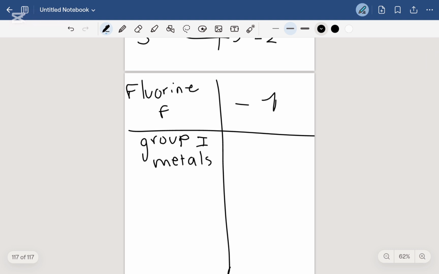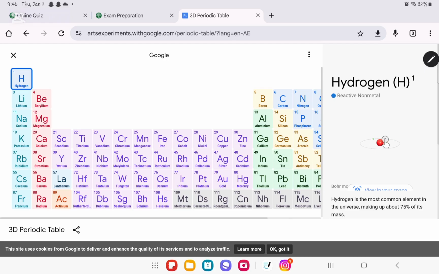So let me just open the periodic table. This is the periodic table over here. These over here are group 1 metals. Then this over here is group 2. So we just need to know group 1 is Li, Na, K, Rb, Cs, Fr, and group 2 is Be, Mg, Ca, Sr, Ba, Ra. What we also need to know is that here the charge is always +1, and here the charge is always +2.